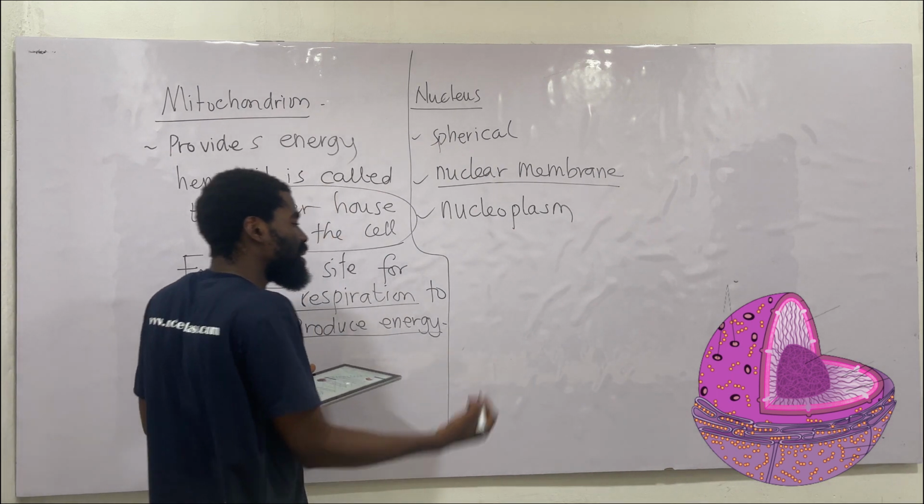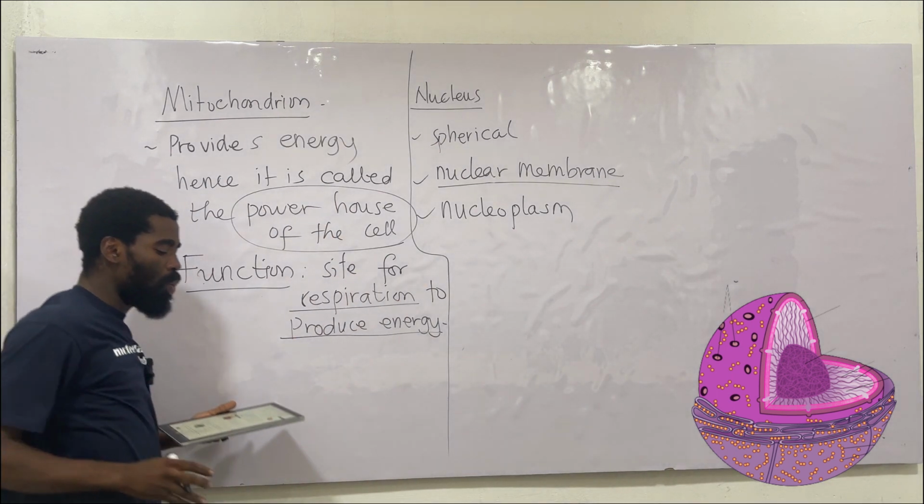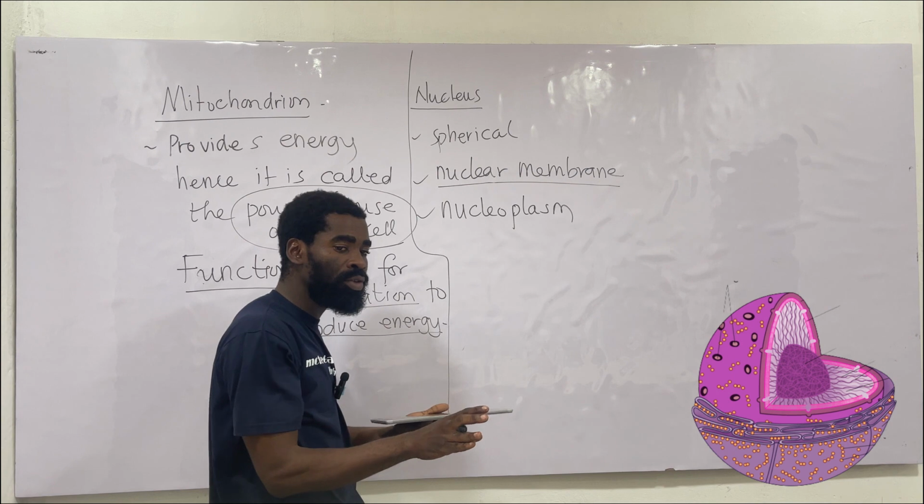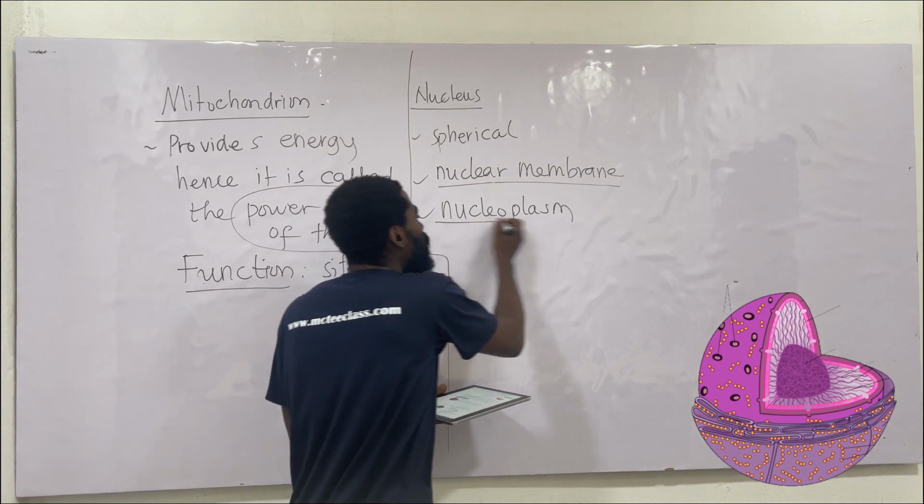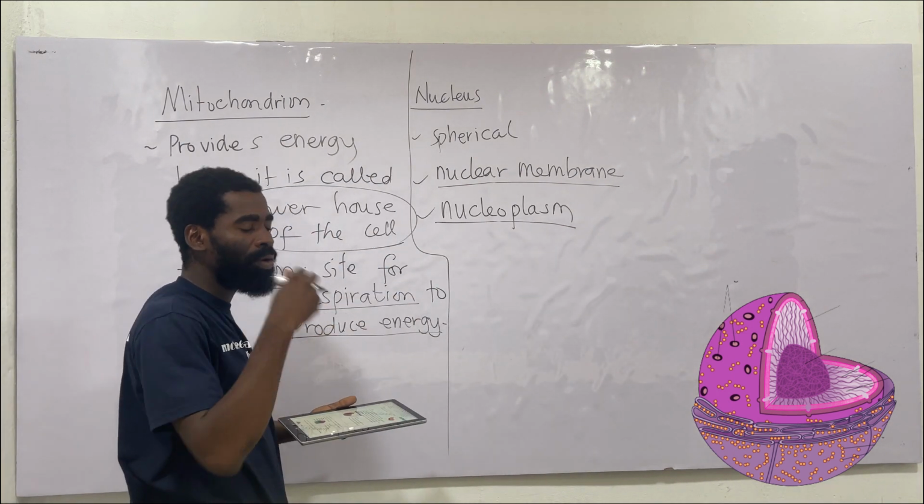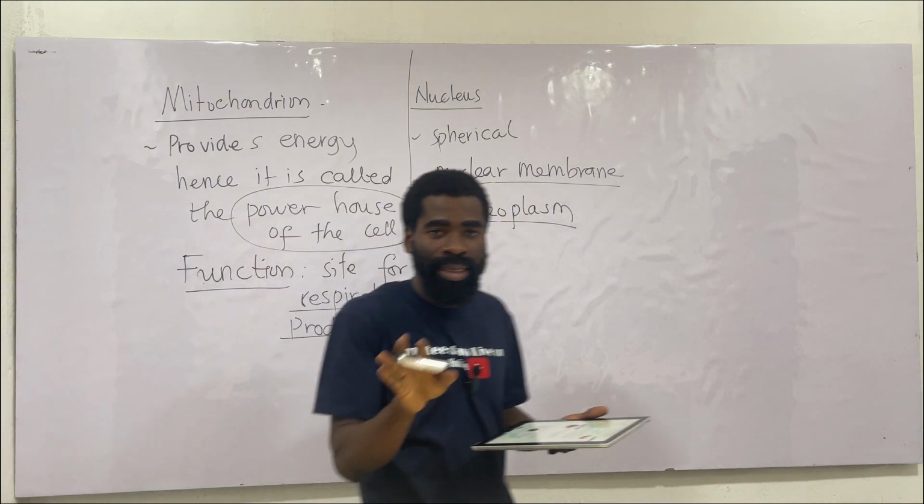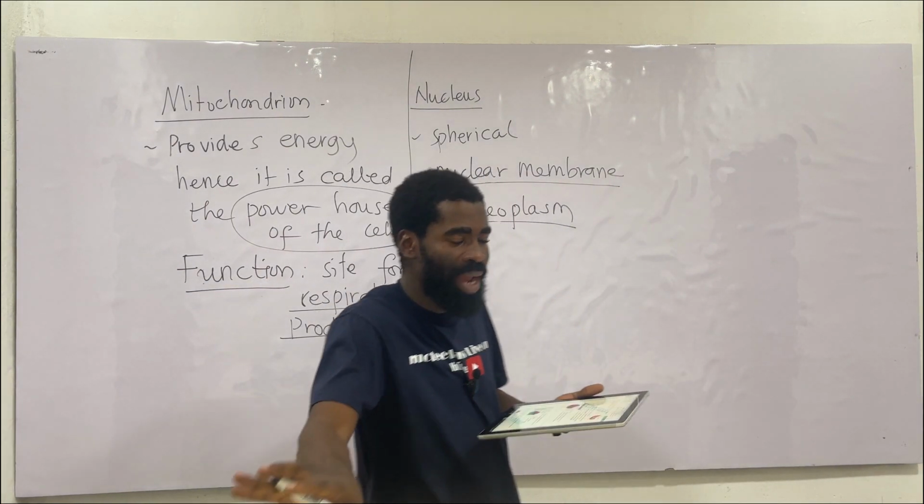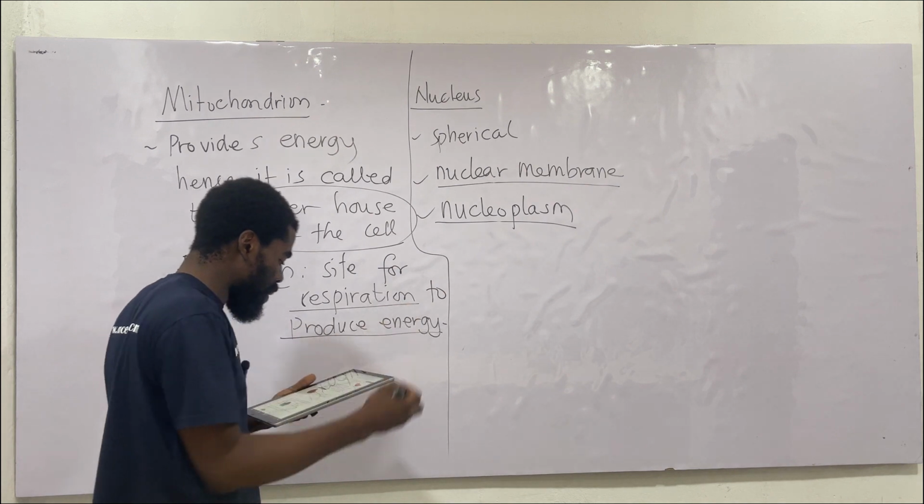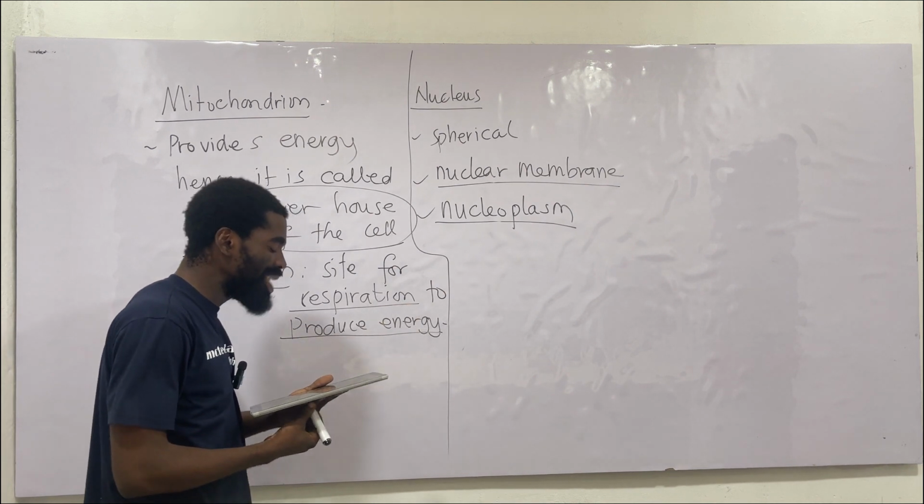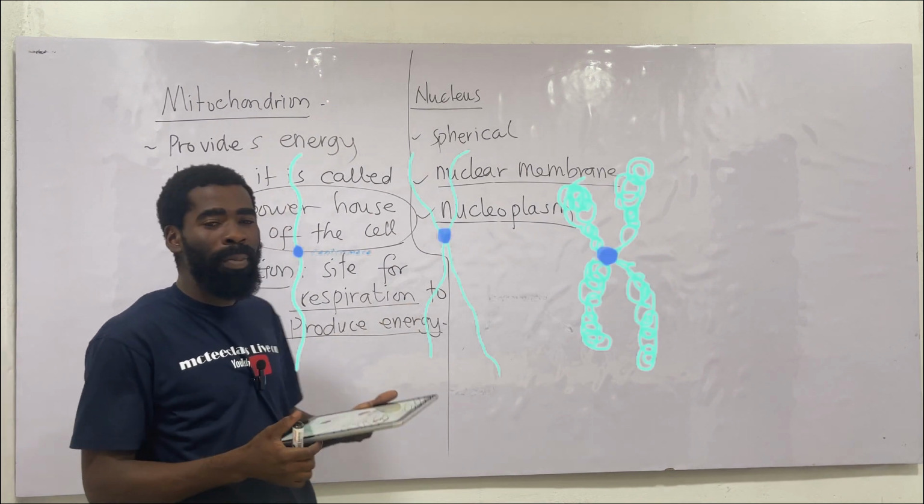The fluid in the nucleus is the nucleoplasm, the way the fluid in the cell is called the cytoplasm. In the nucleus, that is the nucleoplasm. In the cell is cytoplasm. I don't know if you see the link here. Cell, cytoplasm, nucleus, nucleoplasm. Good. It contains thread-like materials called the chromatin.